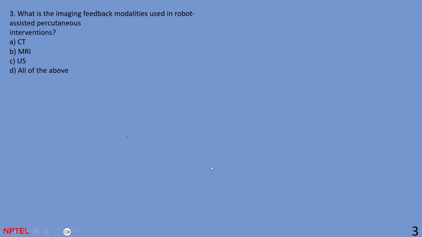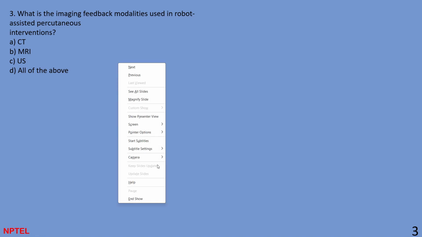Next, what are the imaging feedback modalities used in robot-assisted percutaneous intervention? They wanted to know what imaging feedbacks you can use. Let's say you have this, your needle, and this is something called a cover. I can't remember, I forgot the name.